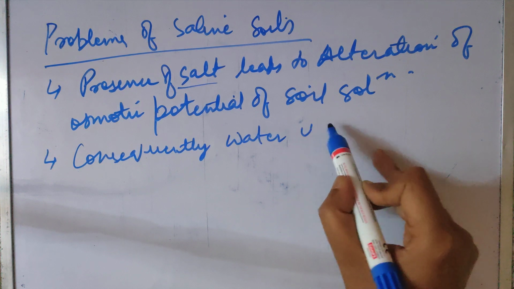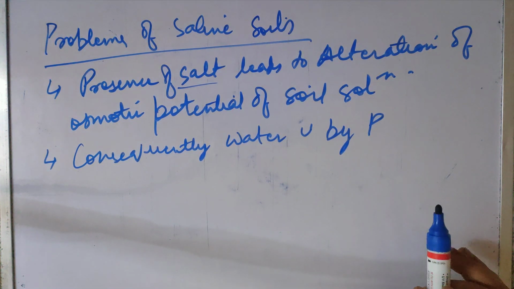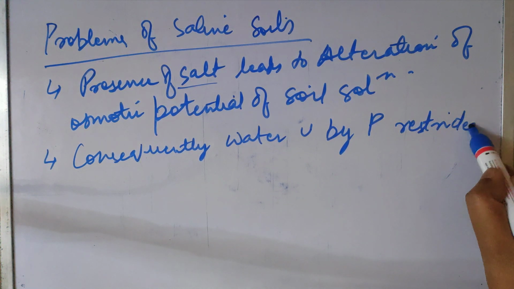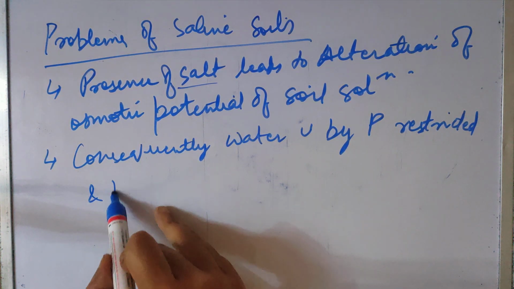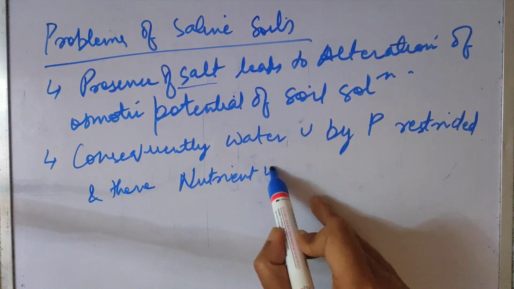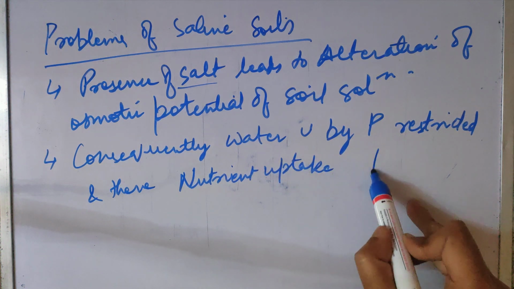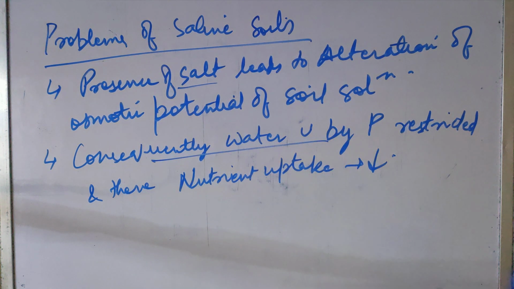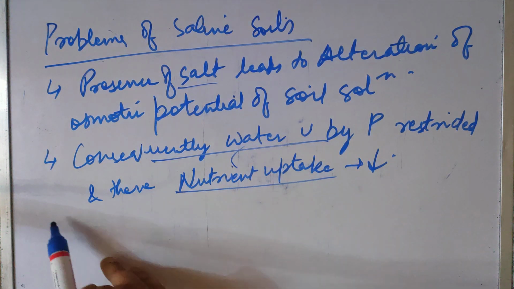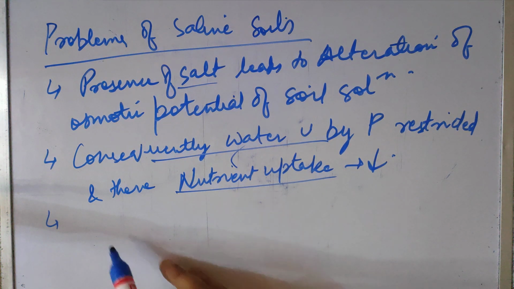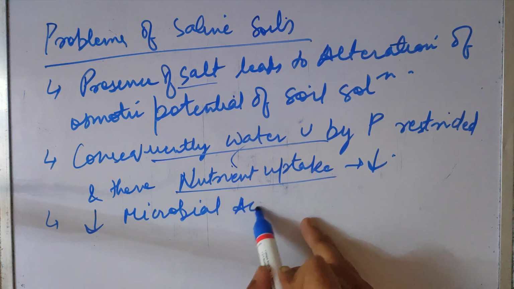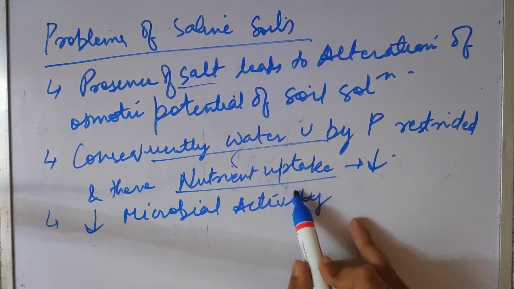Water uptake by plants is restricted, and thereby nutrient uptake is also reduced, as nutrients are taken up by plants mainly through water. Microbial activity is reduced. Reduction in microbial activity.